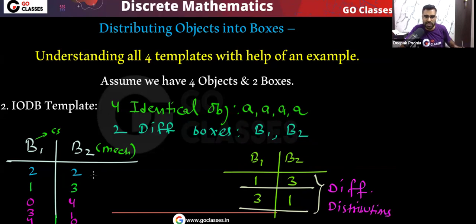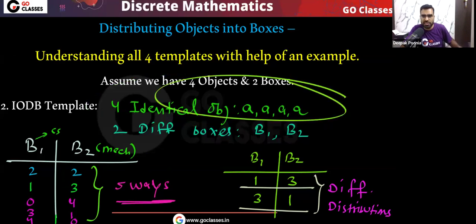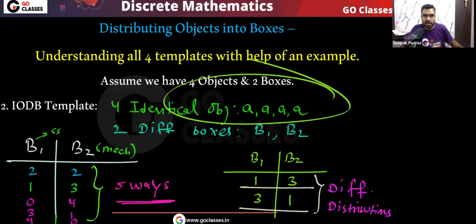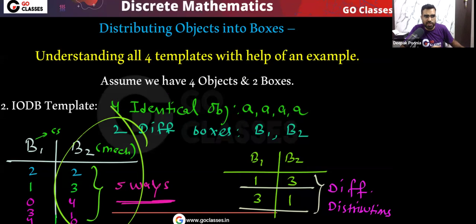So tell me, how many ways are there to distribute four identical objects into two different boxes? The answer will be five. Yes or no? There are only five ways. On your screen, you can easily see. Because the objects are all the same, it does not matter which elements you put in B1 and which in B2. The only thing that matters is how many elements you put in B2 and how many in B1. Basically only these numbers will matter.